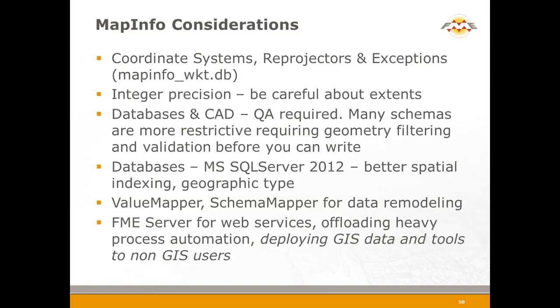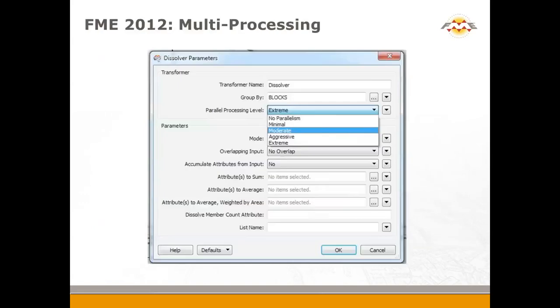Yeah, as I mentioned before, when you're writing to CAD or databases, often there's QA and geometry filtering required, and value mapper and schema mapper for data remodeling, and FME Server for your web services, and in general just deploying GIS data to make it more universally available.